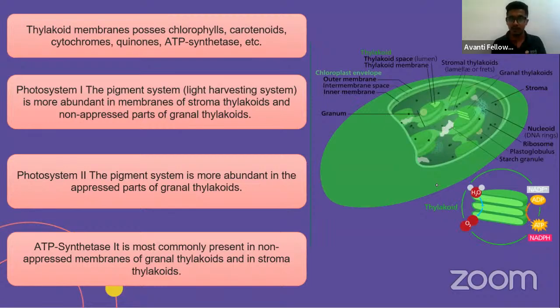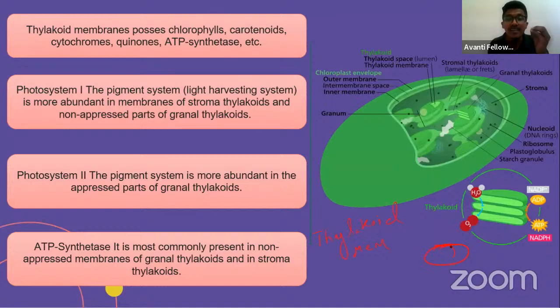Where are these pigments present? These pigments are present in your thylakoids, mainly. Especially in the membranes. Thylakoid membranes are there, no? I told you, these coin-like structures have a membrane. In this membrane, you have your pigments, correct?